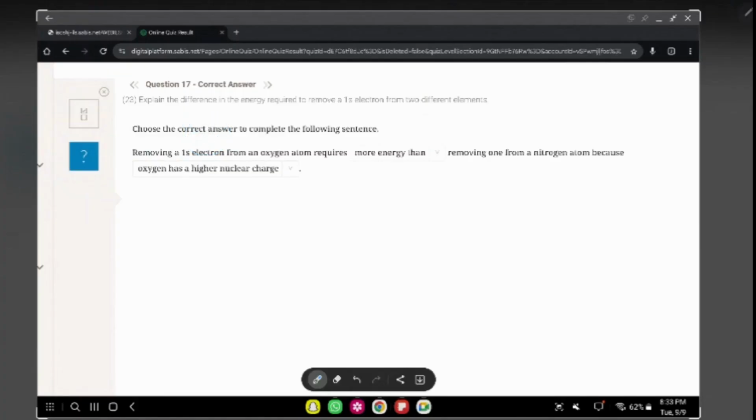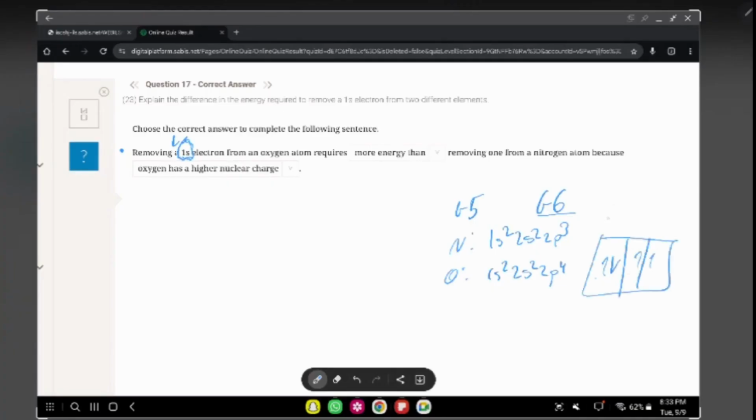So why did we say removing from the oxygen requires, what is the difference in energy? A 1s electron. They're specifically saying what here? 1s. Now, in our exception book, group 5, N is 1s2, 2s2, 2p3. Group 6, O is 1s2, 2s2, 2p4. This last shell looks like this for oxygen. This last shell for N looks like this.